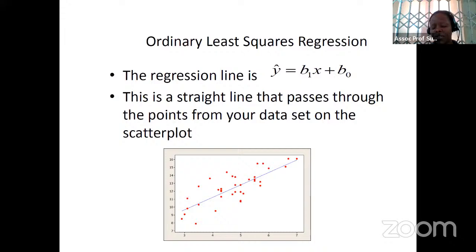This straight line you see does not go through all the red points. The red points are the observed data, and the blue line is the regression line. It does not touch all the red points. And the difference between the blue line and the red point is what we call the residual.